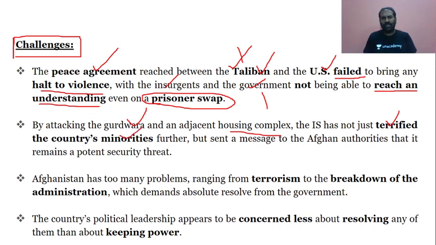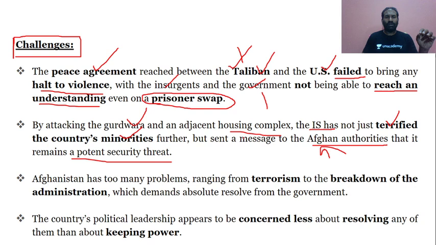Once again it shows that there could be a potent security threat to all the minorities who are taking shelter or who are citizens of Afghanistan. So it is not only terrifying the minorities, but also passing on a terrifying message to the minorities as well as the Afghan authorities that the ISIS would be a potent security threat to the Afghan government.